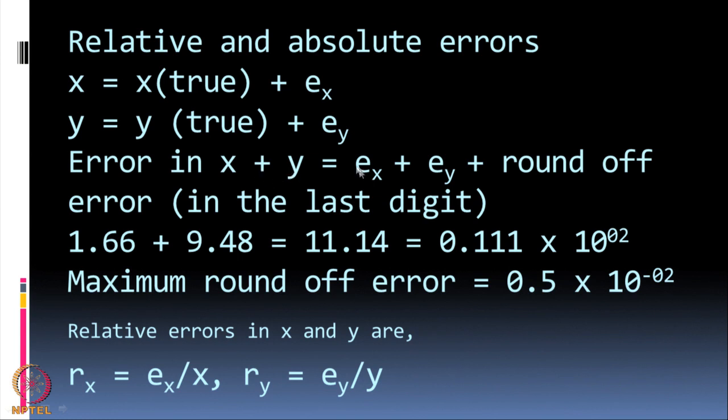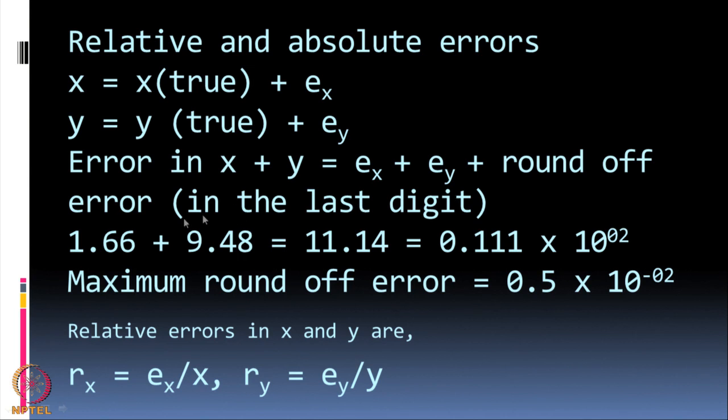It will be the error Ex, which is already an error in x, plus an error Ey, plus a round off error. So, what is a round off error? Often in the last digit you round off the number. Since you round off, there will be some round off error in the last digit.